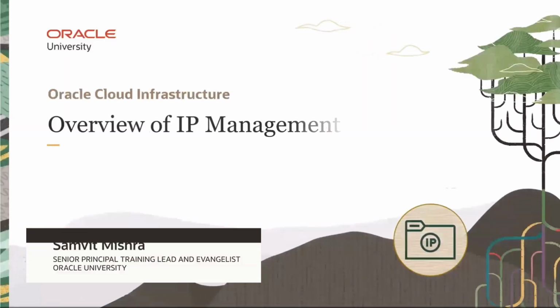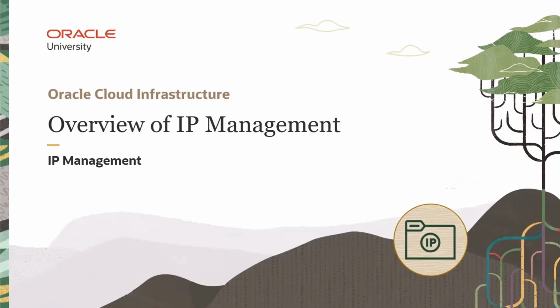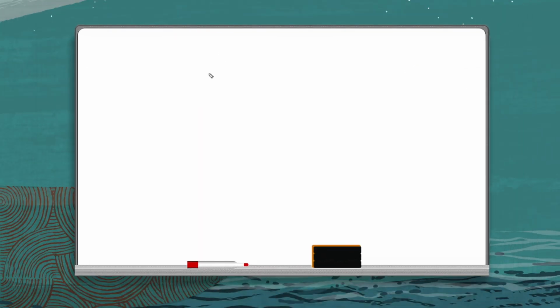Welcome to this lesson on overview of IP management. So now we are starting the discussion on IP management, and this is an overview lesson. So let's first talk about the two different types of IP addresses. The first is private IP address, and then there is public IP address. Let's first focus on private IP. So what is the use case of a private IP address?